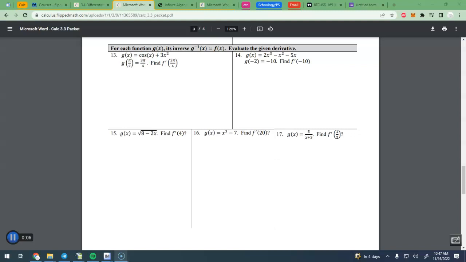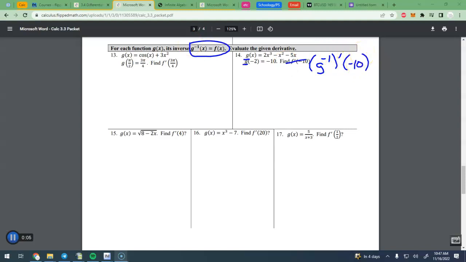Alright, let's look at 14. So again, they give me this stuff with g's, and then they say find f prime. I'm like, well, that's stupid. Maybe it's easier for you guys, but that really scrambles my brain. But then I remember this, and I'm like, okay, let's just do g inverse prime.